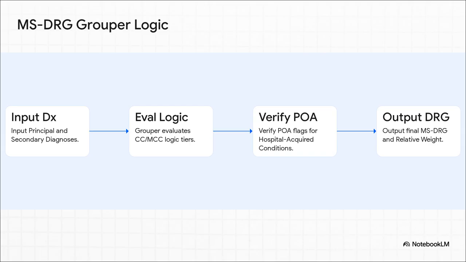So how does the software actually process all of this? Here's the step-by-step logic. First, it takes all your ICD-10 codes, the principal and secondary diagnoses. Second, it runs those secondary codes through that CC/MCC logic tier we just talked about. Third, it strictly verifies the POA flags, just to make sure no hospital-acquired conditions are illegally boosting the payment. And finally, it spits out the final MSDRG and the relative weight. That weight then multiplies against the hospital's base rate to give you your final dollar amount.